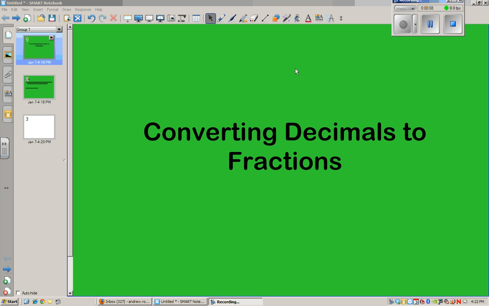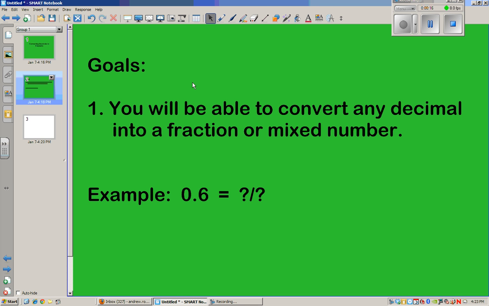Today's lesson is more about fractions and decimals, and this one's about converting decimals to fractions. It's going to be a short one. We've got one goal. The goal is that you will be able to convert any decimal into a fraction or mixed number. Here's an example of what we're going to be doing today.